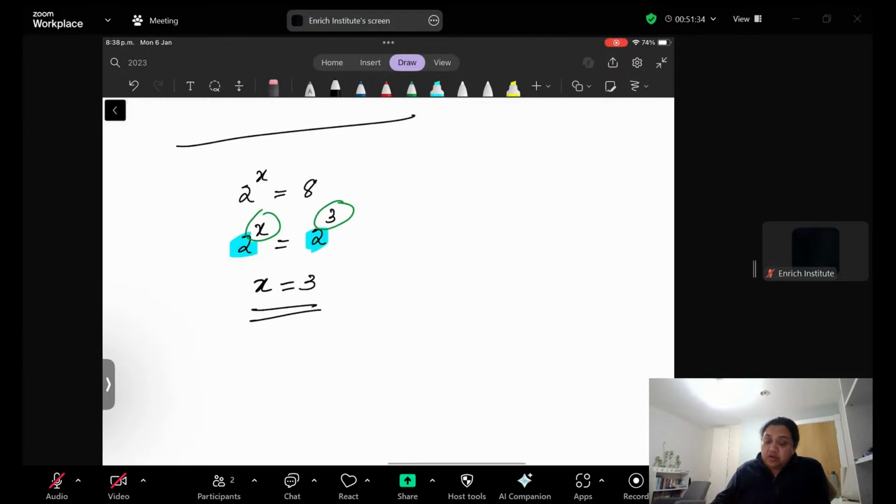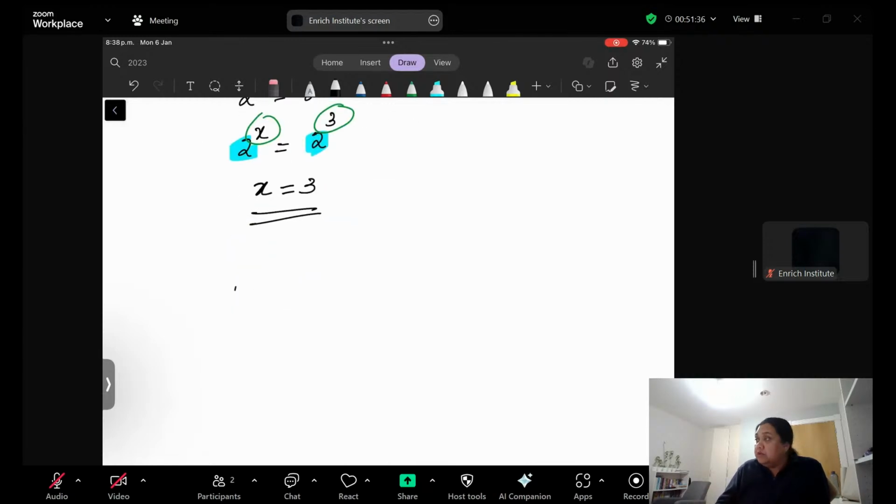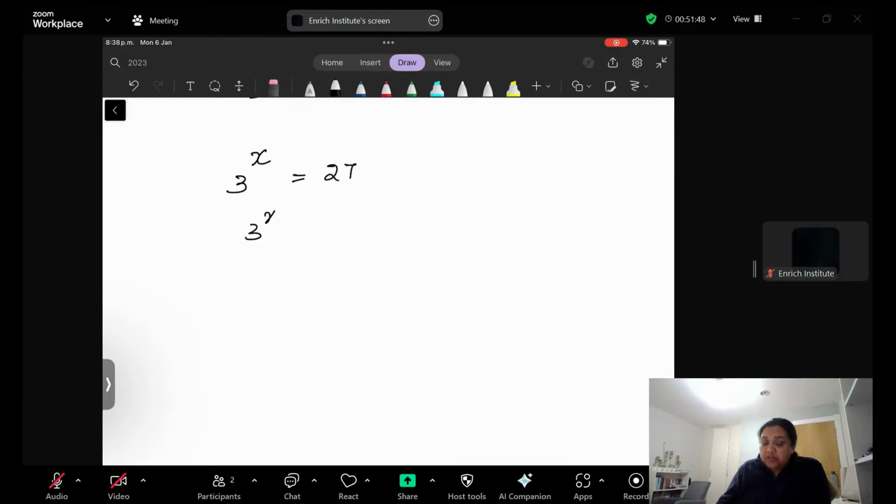Let me take you through another example. Let me start with a small example. 3 to the power of x is equal to 27. So 3 to the power of x is equal to 3 to the power of 3. 27 can be written as 3 to the power of 3. What do you mean by 3 to the power of 3? 3 times 3 times 3 is equal to 27. 3 times 3 is 9. 9 times 3 is equal to 27. Since the base is the same, I can write this as x is equal to 3. Always remember the base has to be the same.